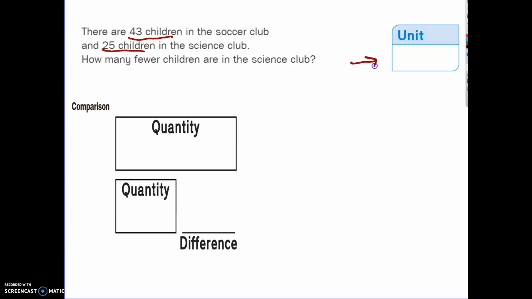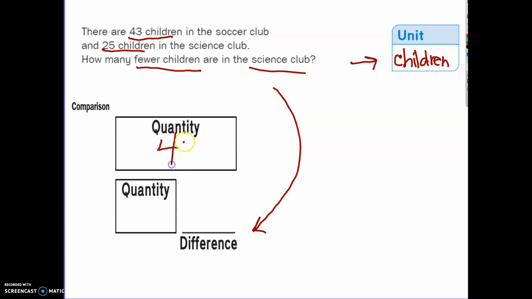Well, first we need to work with our unit. What are we talking about? What do we need to find out? We need to find out something about the children. So that will be our unit. I chose the quantity difference because I know how many kids are in each club. And I need to find out how many fewer there are in the science club. So that means I need to find the difference. So the bigger quantity is going to go in the top box, 43. And then we have the smaller quantity, 25. I don't know what the difference is. So I'm going to put a question mark.